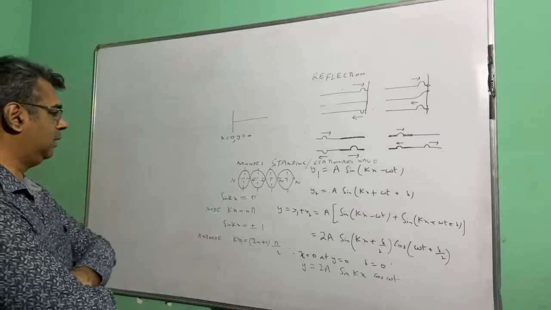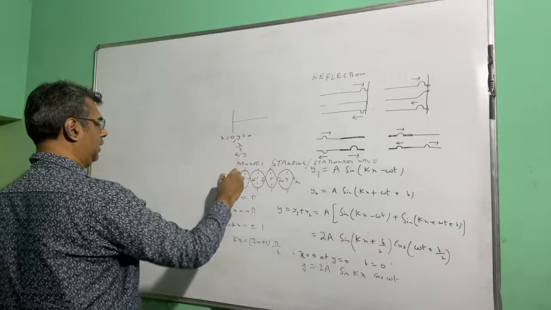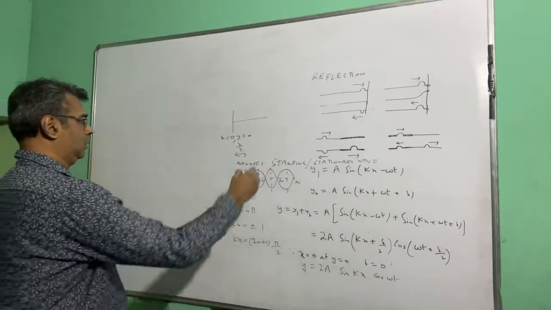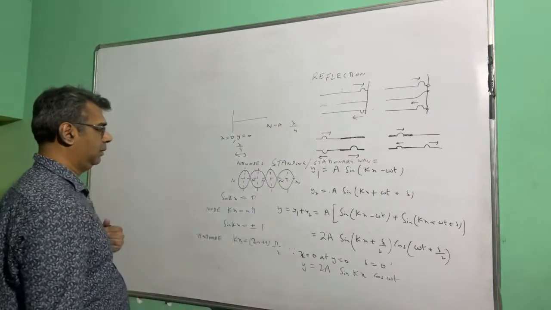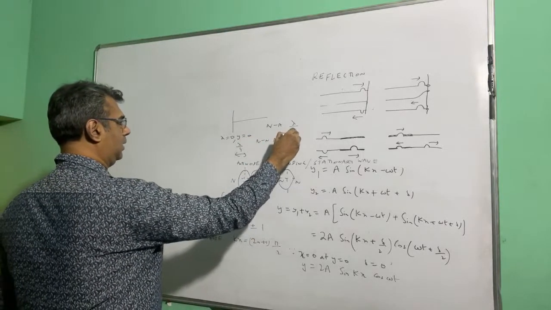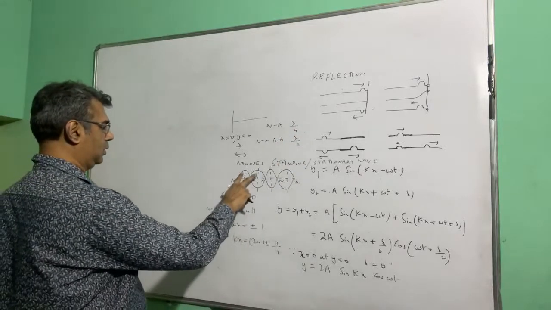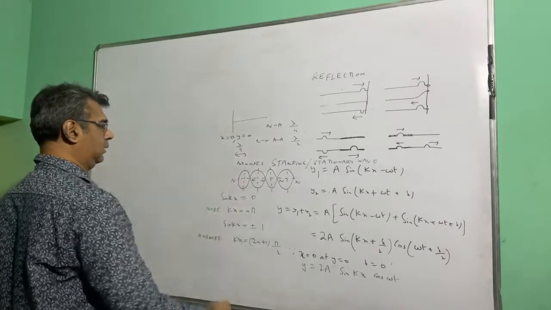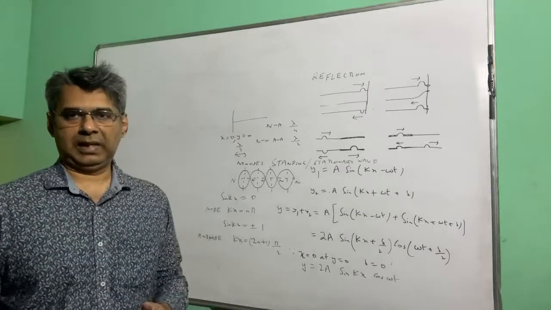So between a node and an antinode, the gap will be wavelength by 4. As you can see, it is wavelength by 4. Between two nodes or two antinodes, the gap will be lambda by 2. Between these two nodes or these two antinodes, it will be lambda by 2, right? And so that is some of the important things about standing waves.